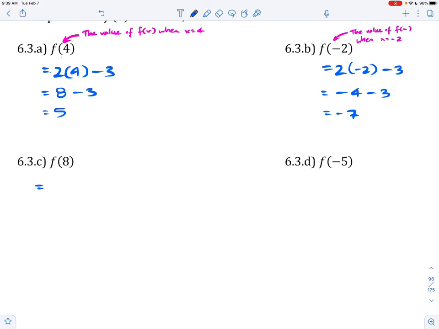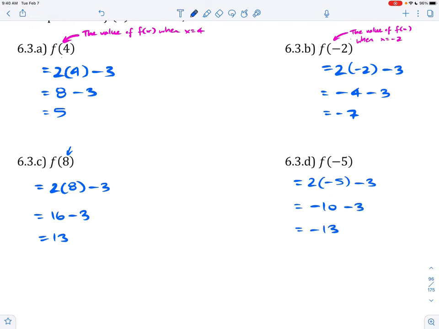F of x is 2x minus 3, but x is now 8. So this is 2 times 8 minus 3, which gives us 13. And this last one, 2x minus 3 in this case is 2 times -5 minus 3, which is -13. Neat. So that's what f of x means.